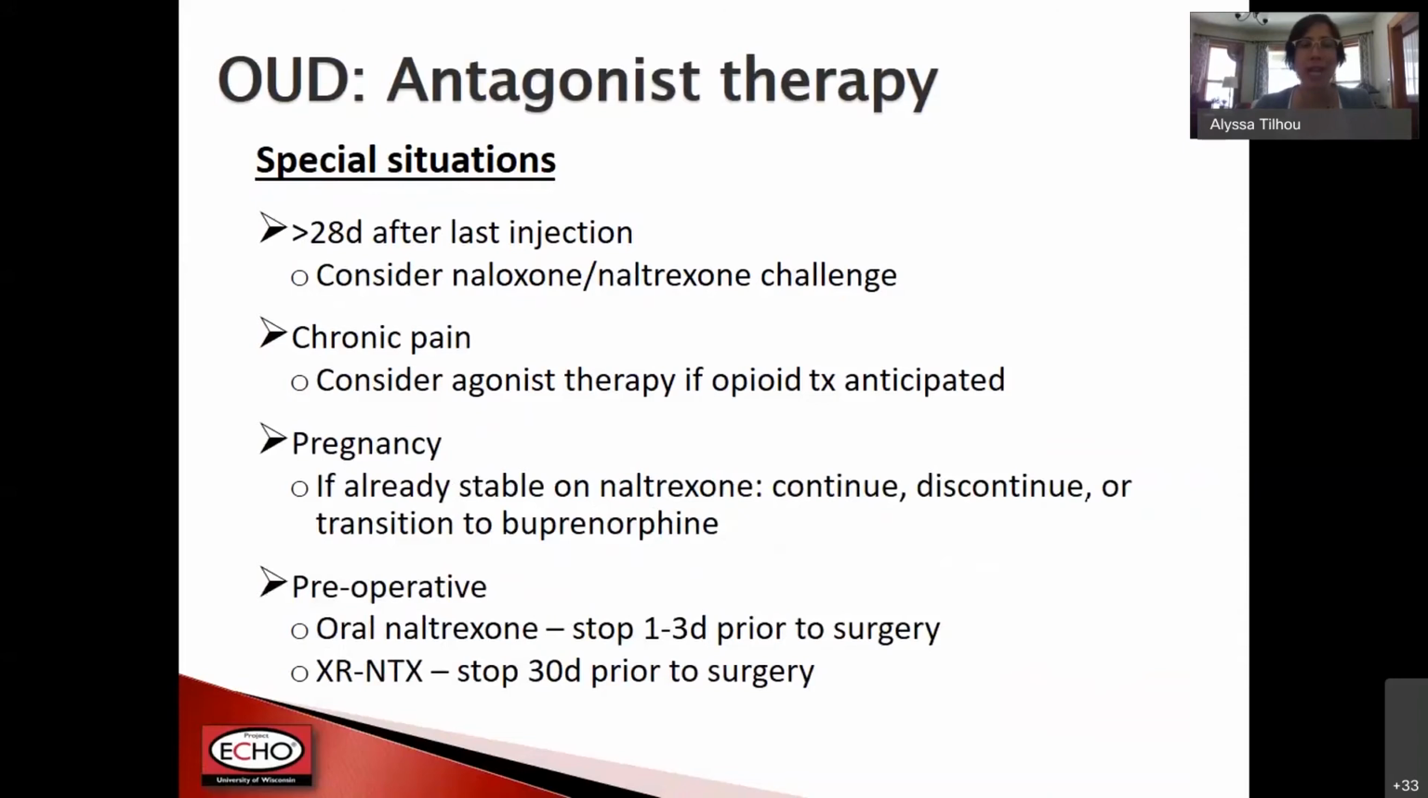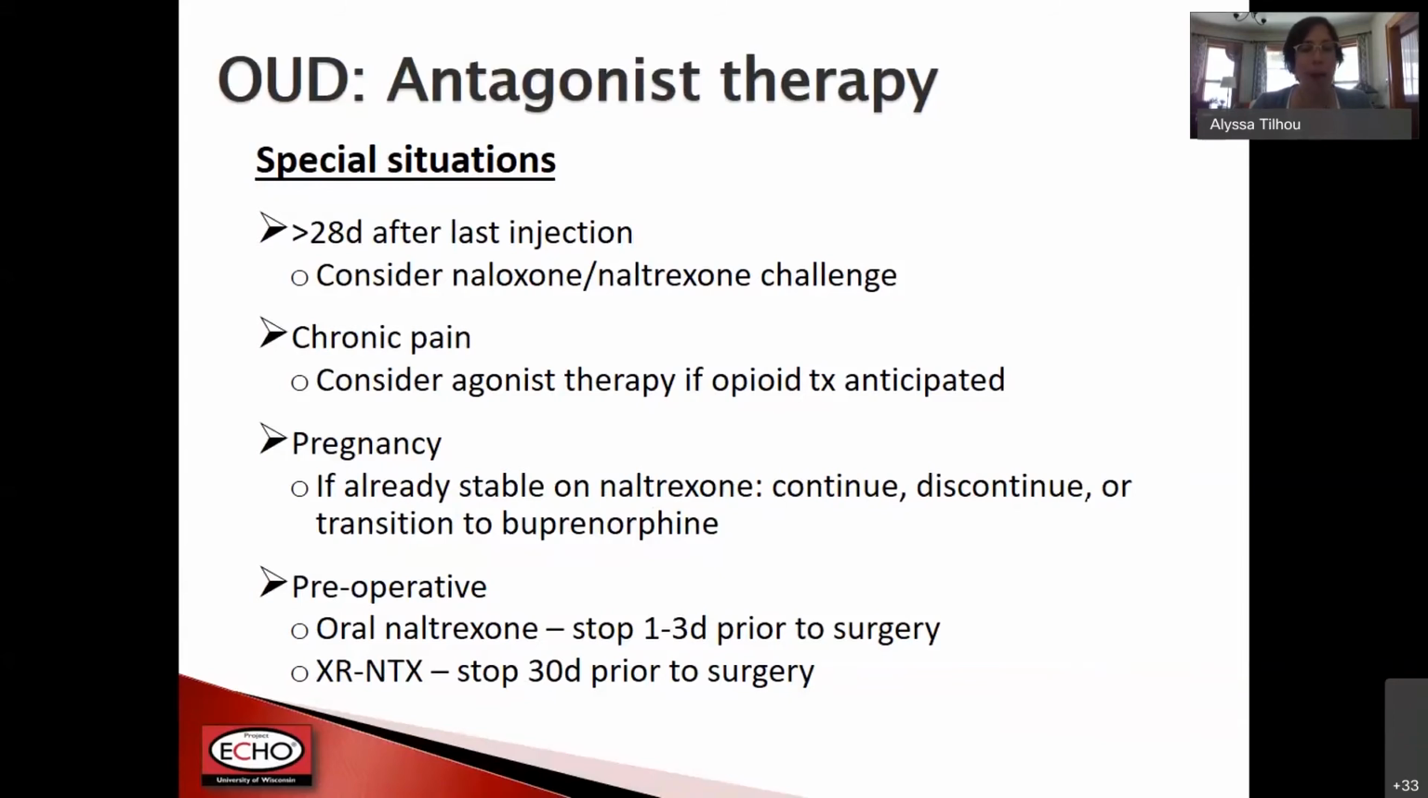A few more situations. At 28 days after the last injection, if it's been longer than that, again, consider a naloxone or naltrexone challenge. For chronic pain patients, this may not be the right therapy, and you might want to revisit the idea of agonist therapy. In pregnancy, if the patient is already stable on naltrexone, you can continue the medication. Recently there have been recommendations that, without any evidence really to confirm that naltrexone has risks for fetal health, you can continue naltrexone as an agent in opioid use disorder. You can also transition them to Subutex or buprenorphine, or you can discontinue medication altogether, though that is less recommended.